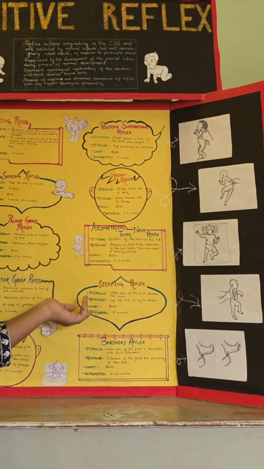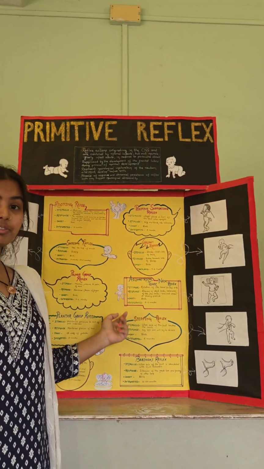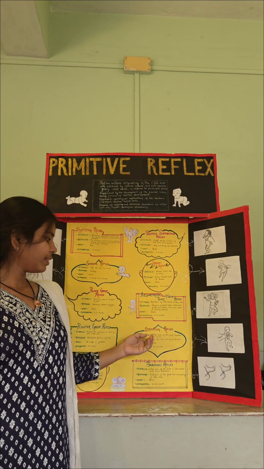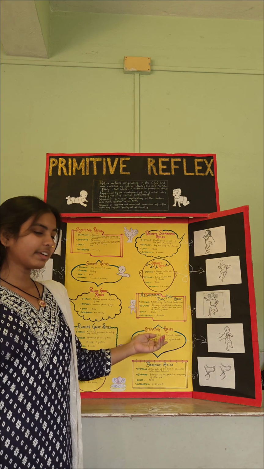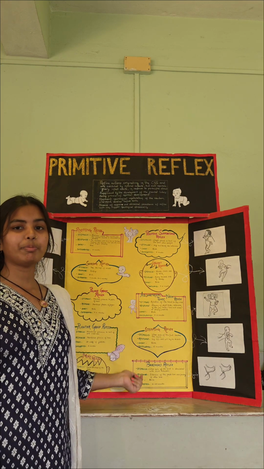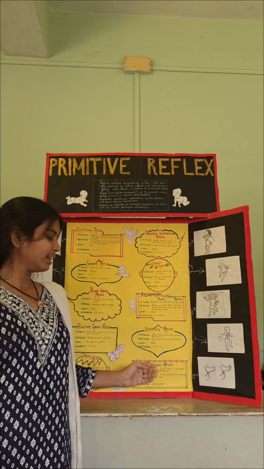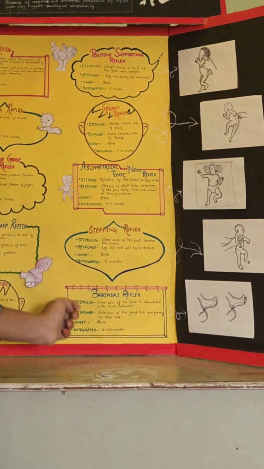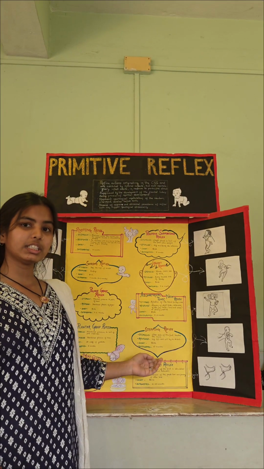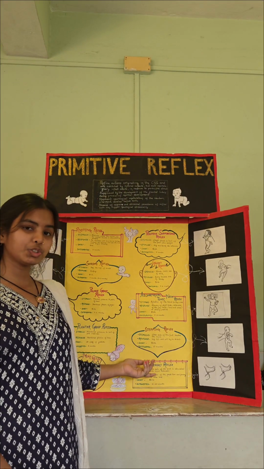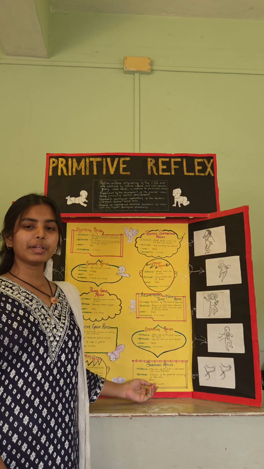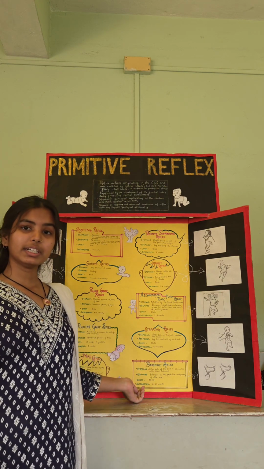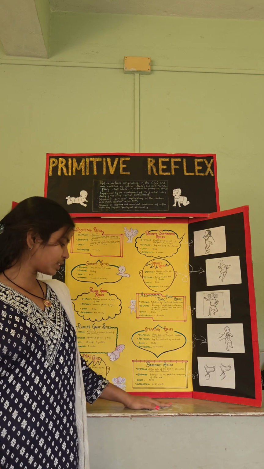The next one is the stepping reflex. In this reflex, when the sole of the foot touches the couch, the baby will lift his leg and try to descend. This reflex appears at birth and is integrated around 6 months. The last one is the Babinski reflex. In this reflex, when the sole of the foot is stimulated with any blunt object or instrument, the great toe of the baby will extend and the other toes will fan out. This reflex appears at birth and is integrated around 4 to 6 months.